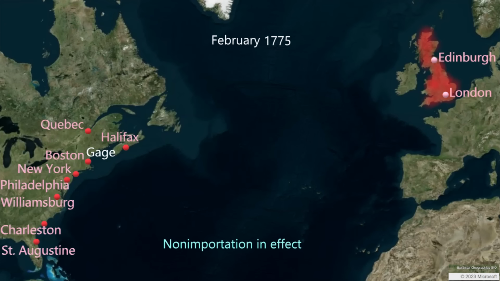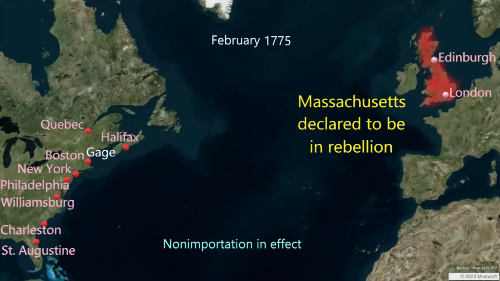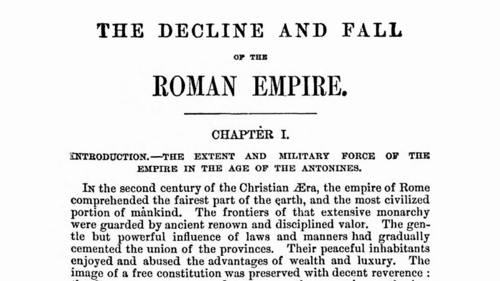In February 1775, Parliament votes to declare Massachusetts in a state of rebellion against the Empire. One of the members of the House of Commons who voted for this measure was the scholar Edward Gibbon, author of the History of the Decline and Fall of the Roman Empire.